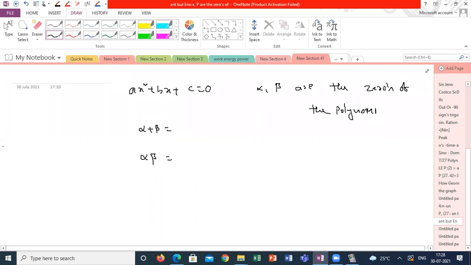For any equation, if it is power 3, power 4 or anything, how to remember? Divide the whole equation by the highest power coefficient. You will get x square plus b by a x plus c by a is equal to 0. Sum of the zeros is minus b by a, and after this, product is plus c by a. Will you remember the same thing or any different way? Same thing, sir.